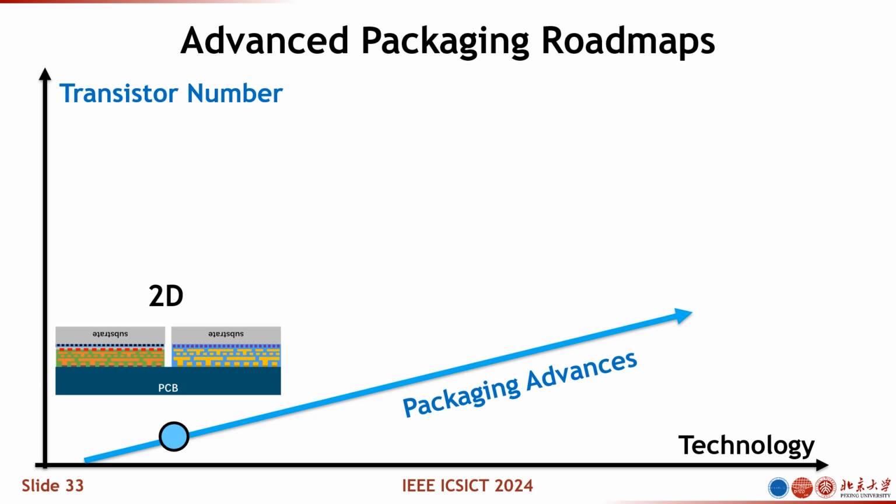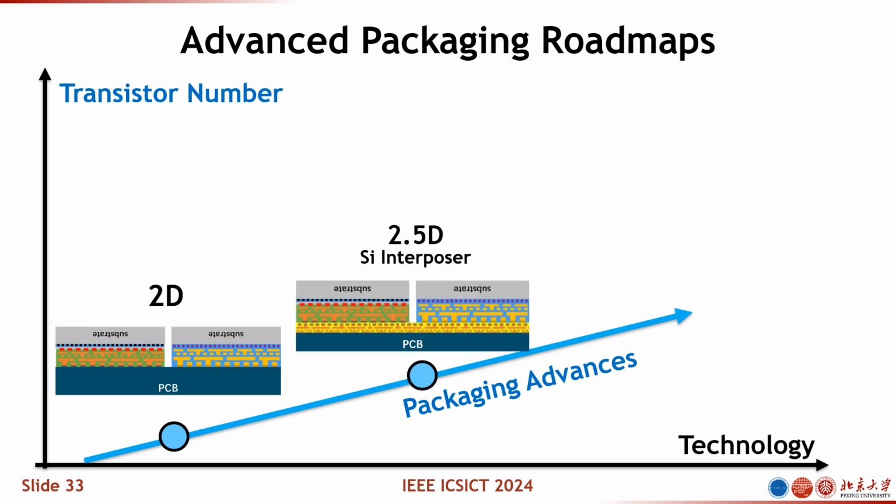starting from the beginning, we're using 2D integration. You have 2 chips being placed on a PCB board, and then people are using the silicon interposer to have 2.5D integration. You have 2 chips or even more being placed on a silicon interposer, so that you can put them closer to have a much higher bandwidth.